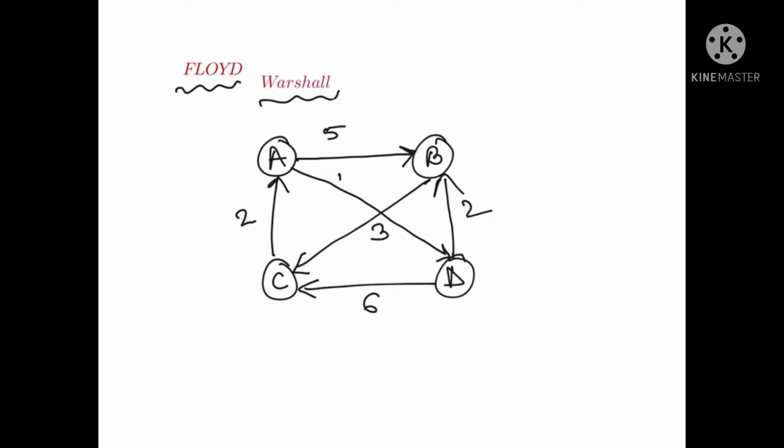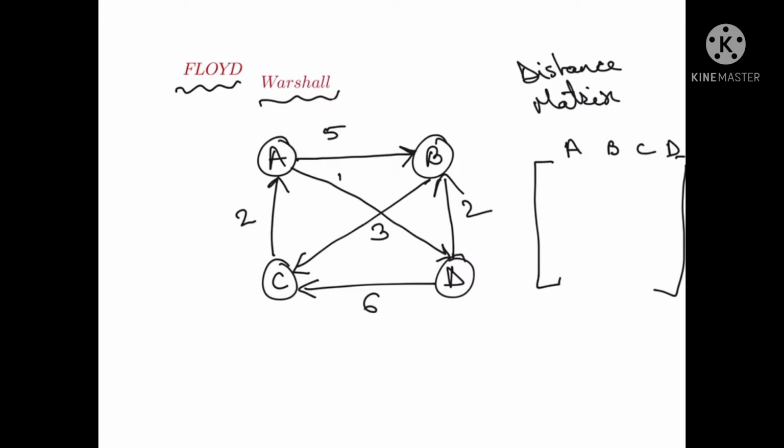First of all, what we will do is make a distance matrix for this. Let me make a distance matrix. It will have A, B, C and D along the rows and A, B, C and D along the columns. This is a direct distance matrix, so I am going to write D0 here.